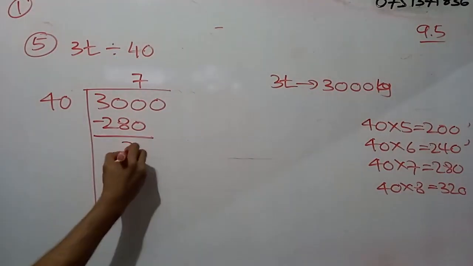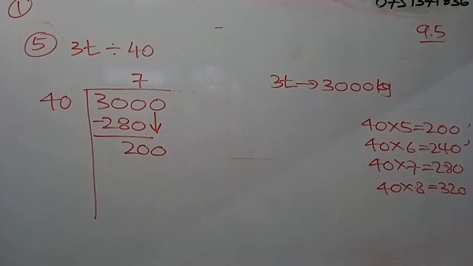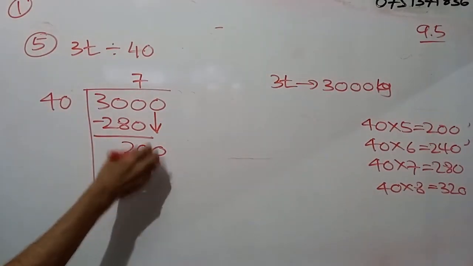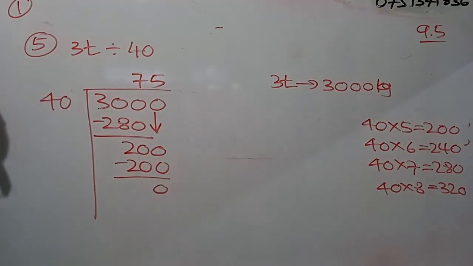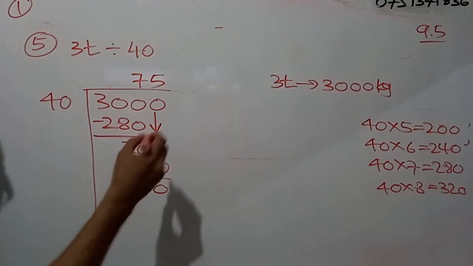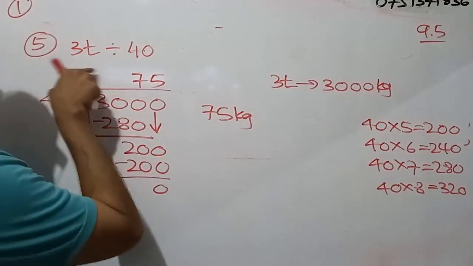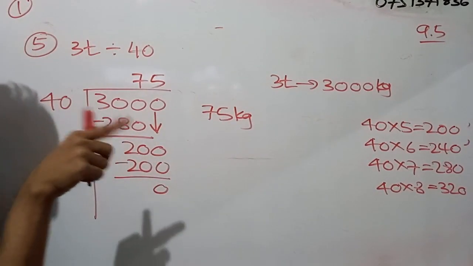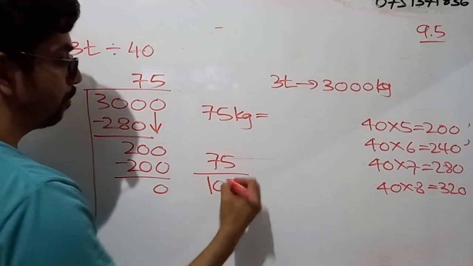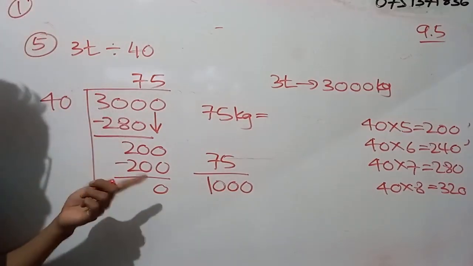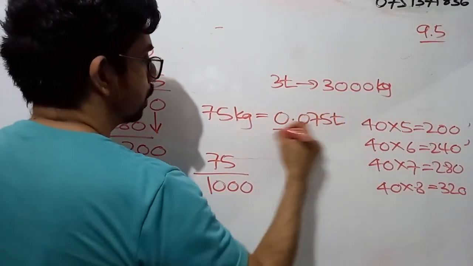300 minus 280, we know that is 20. Then what do we do? We drag down this 0 altogether. 200. How many 40s are there for 200? Exactly 5. 40 times 5, we know that is 200. 200 minus 200, we get a 0. So here, the answer is 75 kilograms. So since the question has been given to us in tons, we will convert this into tons. That means what? 75, we have to divide it by 1,000. So similar to the previous question, no? Right? So we get what? 0.075 tons. So that is the answer.